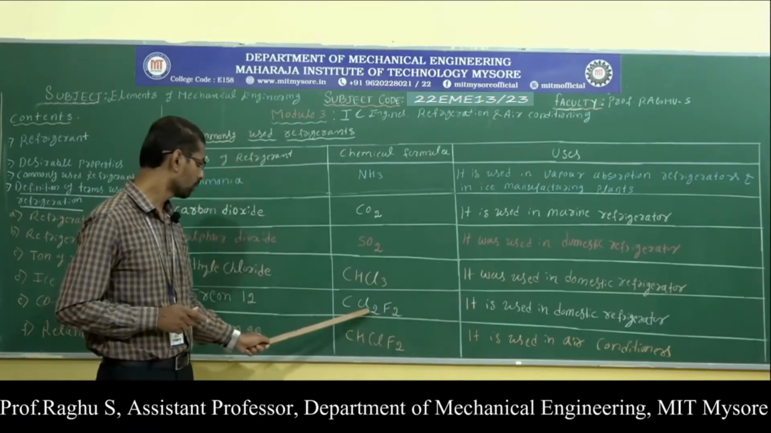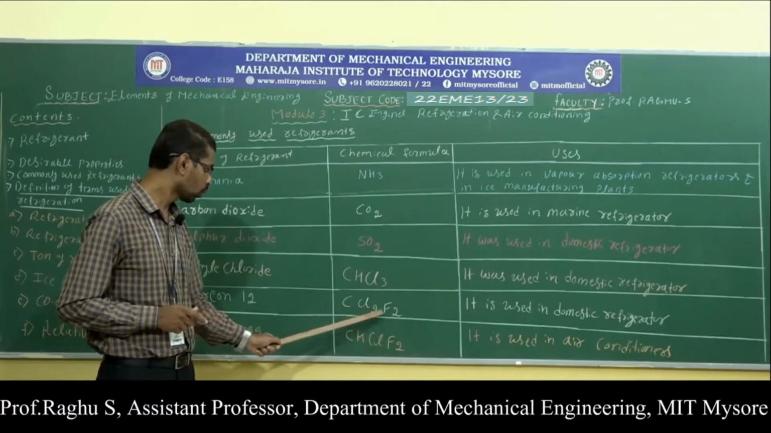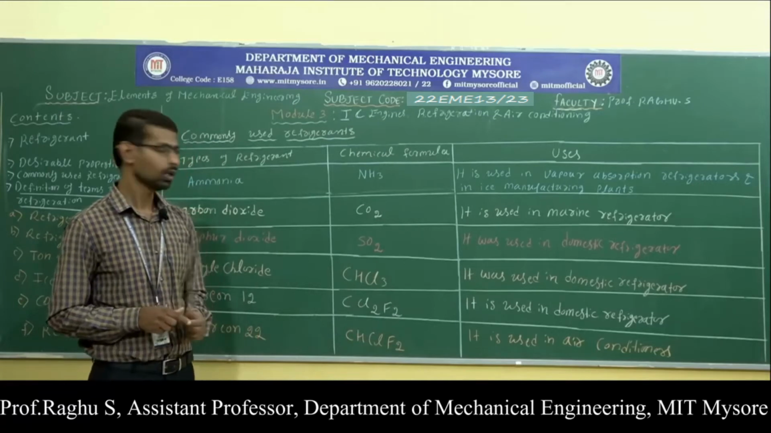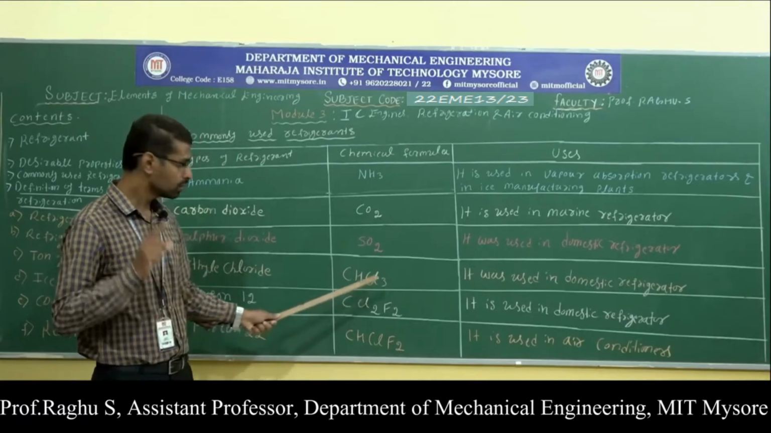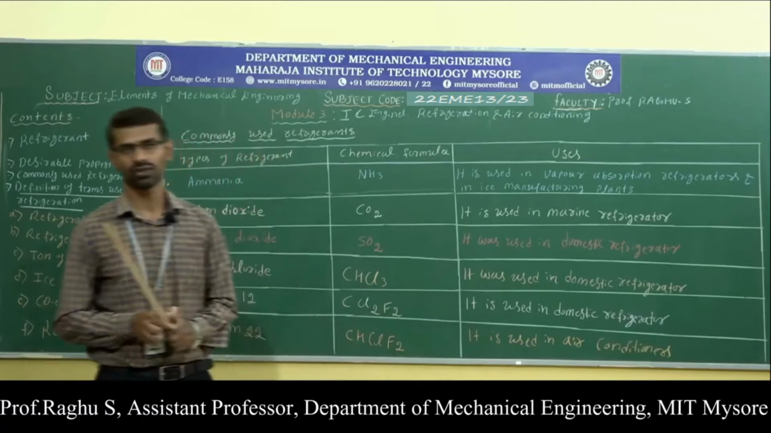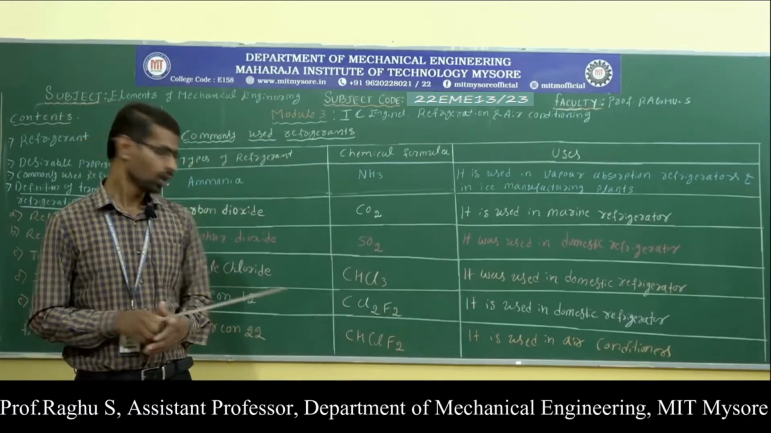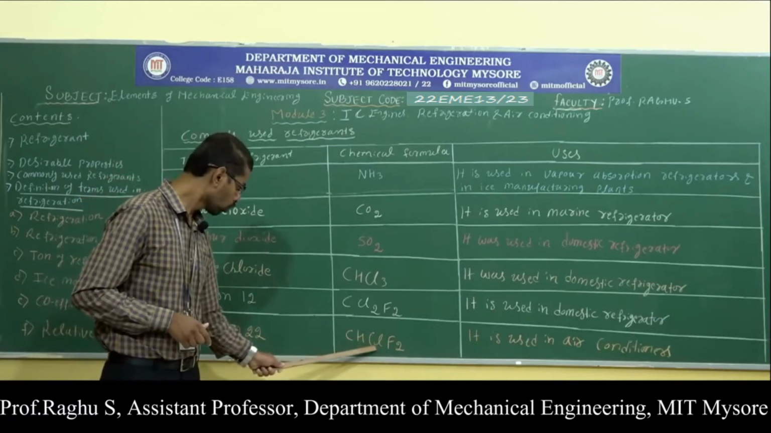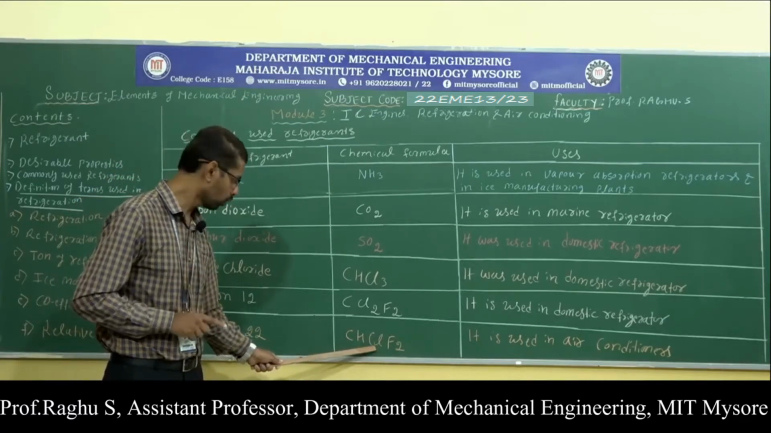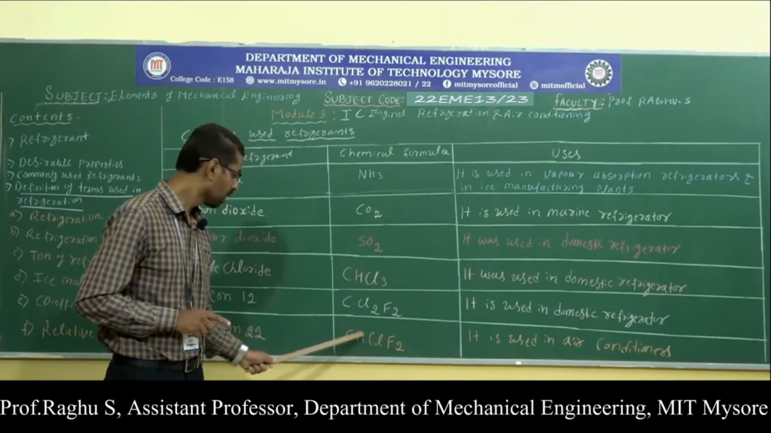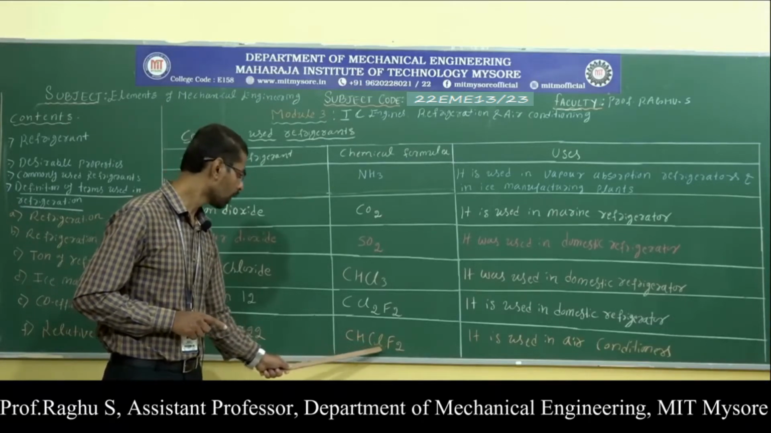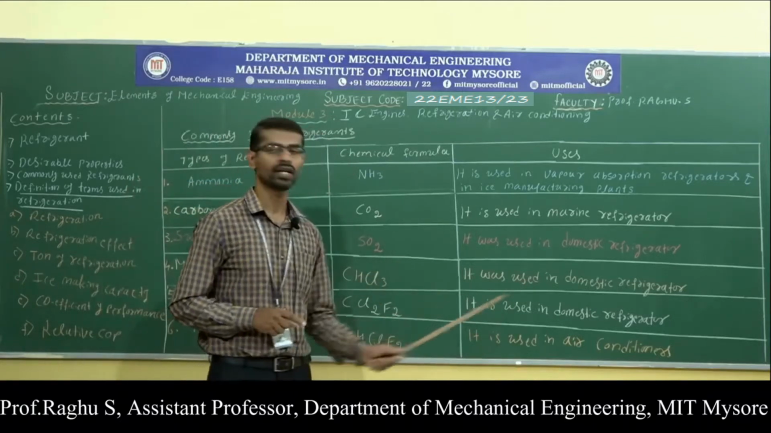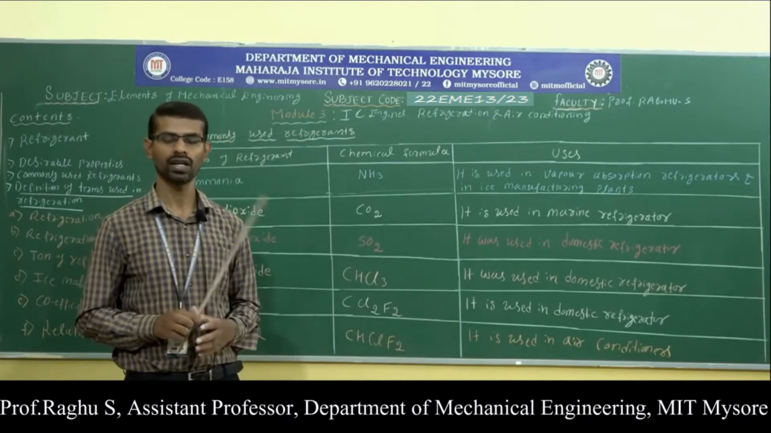Freon 12 has two chlorines in its chemical formula: dichloro-difluoromethane. This Freon 12 is commonly used in domestic refrigerators. Next, Freon 22, chemical formula monochloro-difluoromethane, where we have only one chlorine. It is used in air conditioner systems.